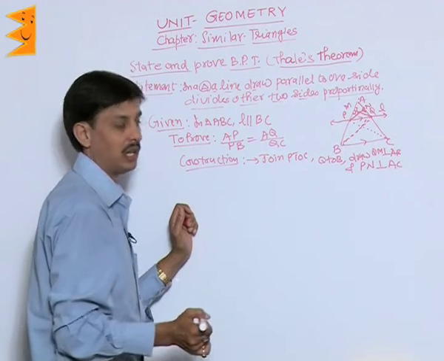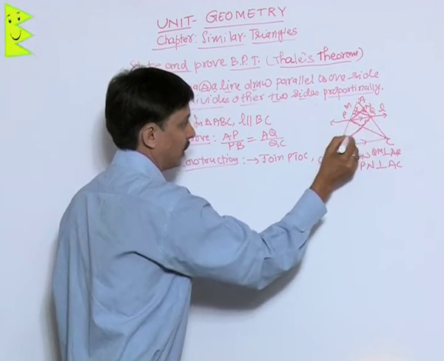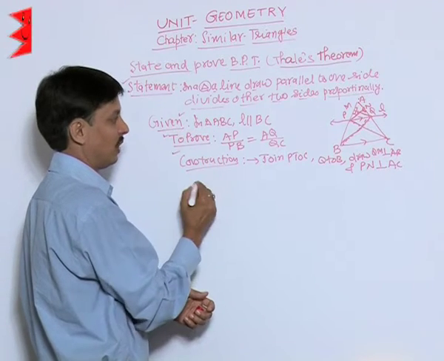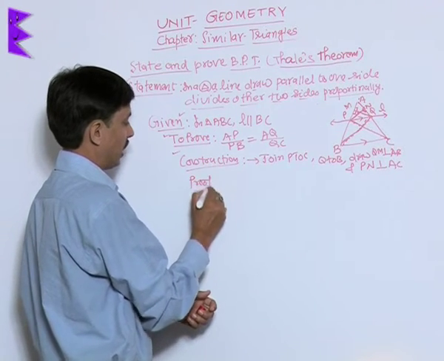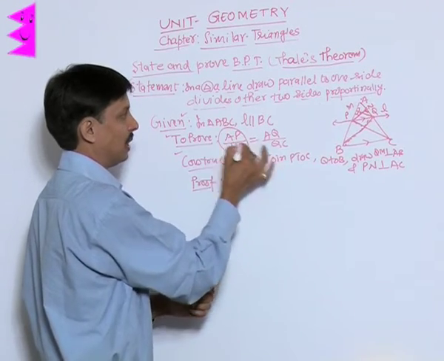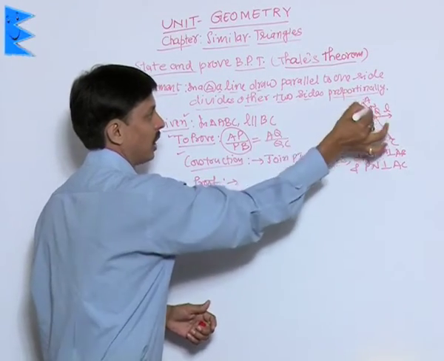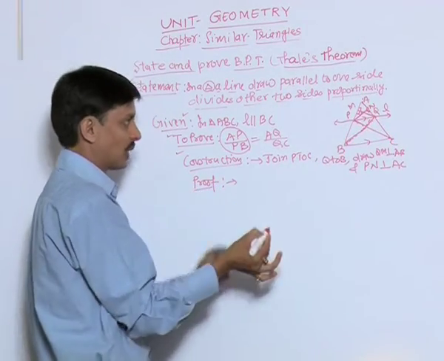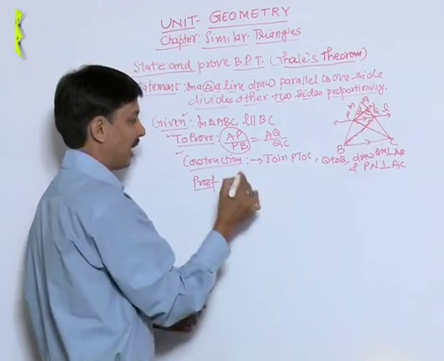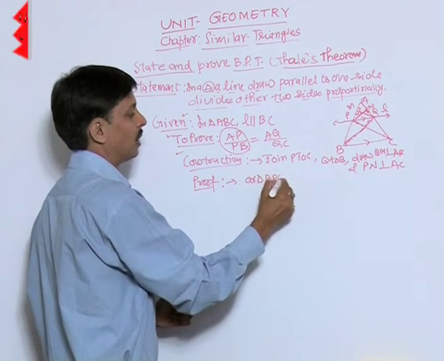because on extending CQ it makes a 90-degree angle. Now in order to prove this result, after doing the construction: given is there, to prove is there, construction we have done, and now we are taking its proof. We want to show that AP upon PB is equal to AQ upon QC. So first of all we will take a triangle where one of the sides is AP and I will find its area. Area of triangle APQ.